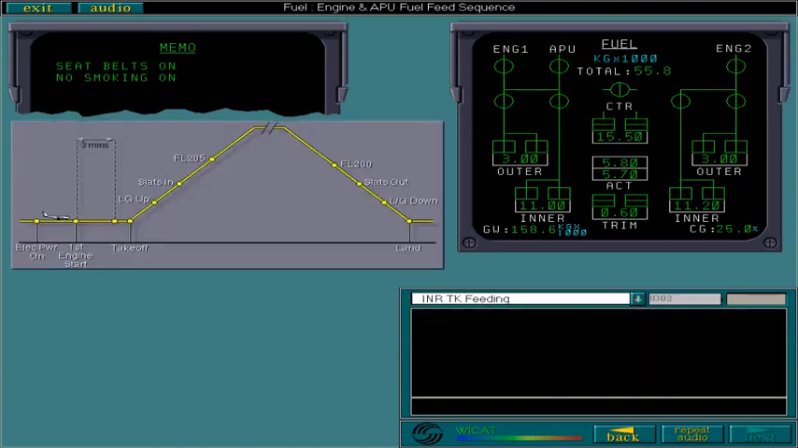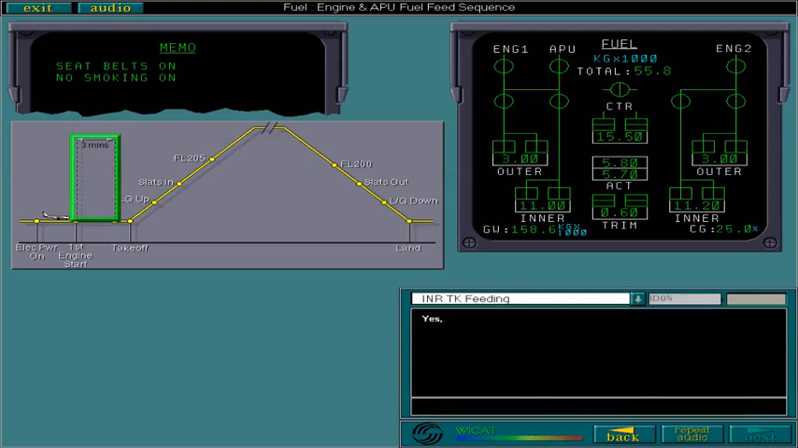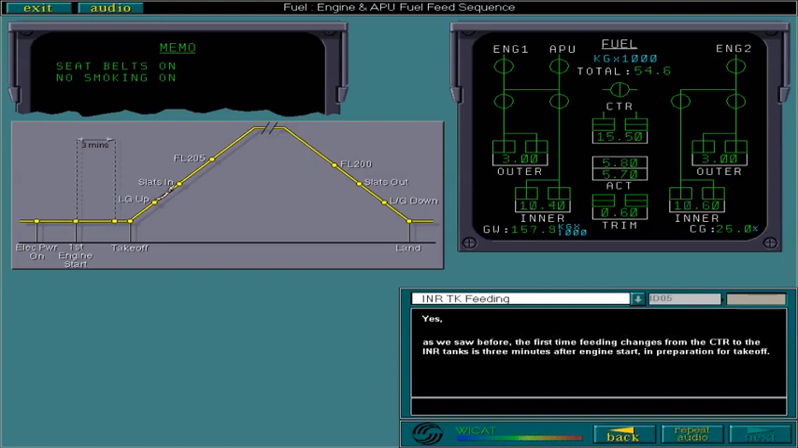We are before takeoff. Select the phases on the diagram when the inner tanks start feeding. Yes, as we saw before, the first time feeding changes from the centre to the inner tanks is 3 minutes after engine start, in preparation for takeoff. The inner tanks continue feeding the engines until the slats are retracted, when feeding changes back to the centre tank.